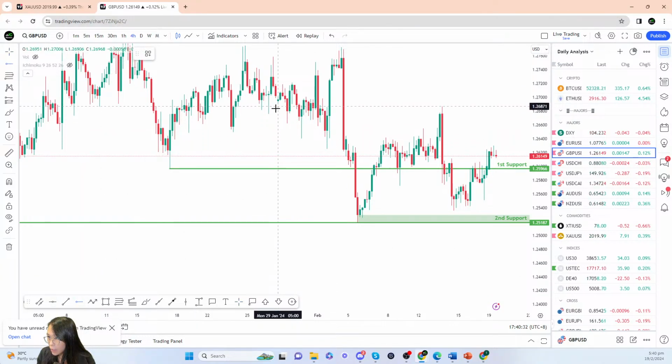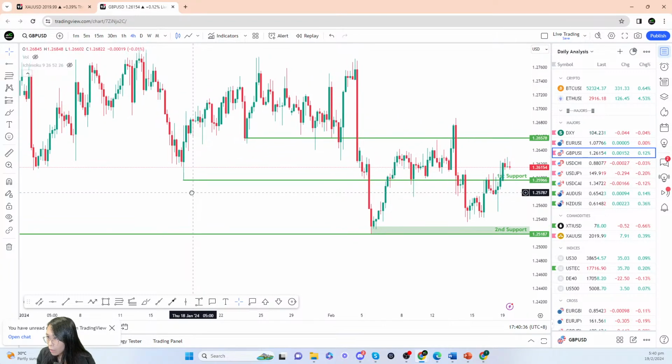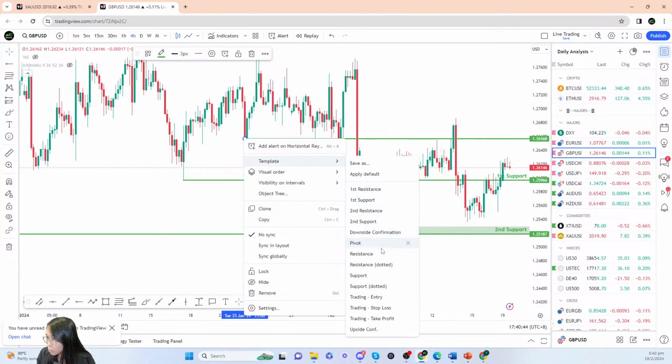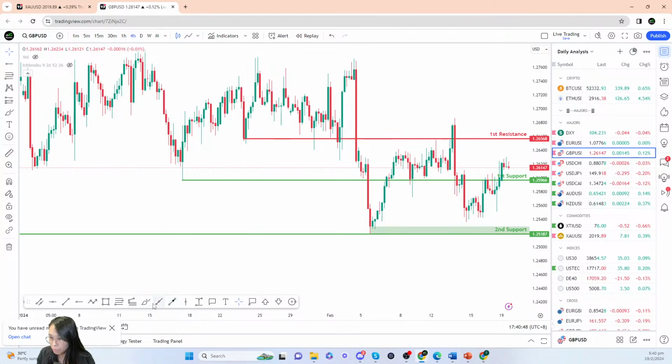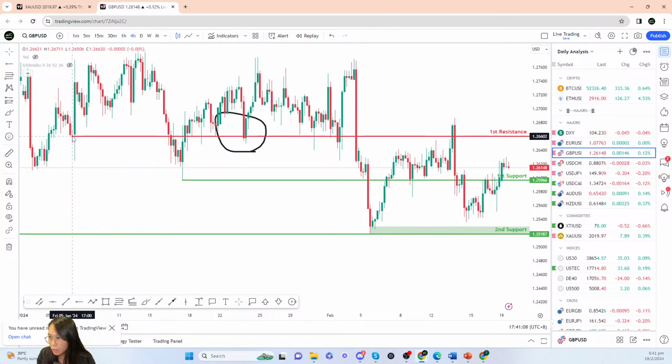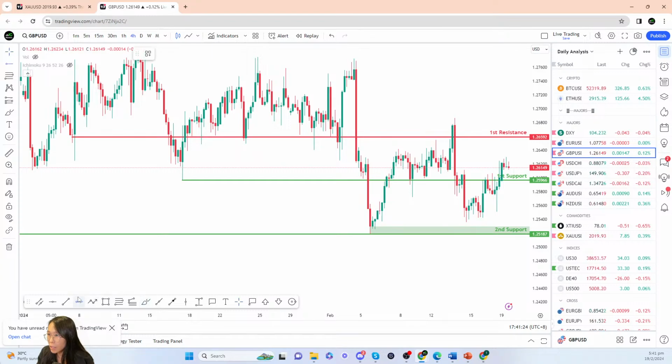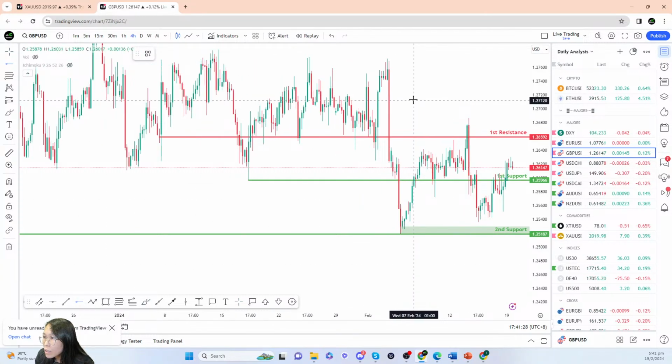And on the resistance side, it will be this pullback resistance. It captures this swing here, and I could actually pull it back to connect to this candle here. I'm gonna put it at the body of this doji. This will be for my first resistance.